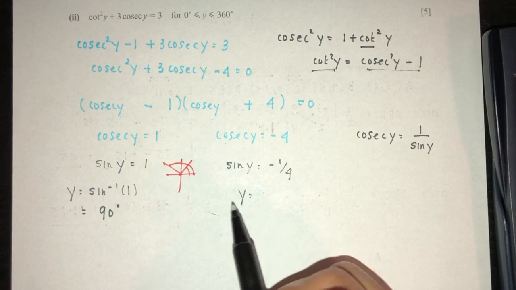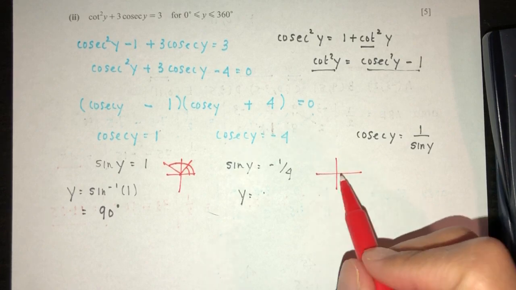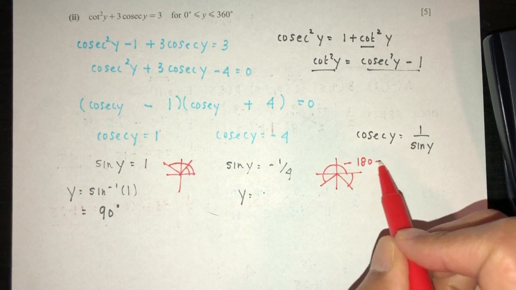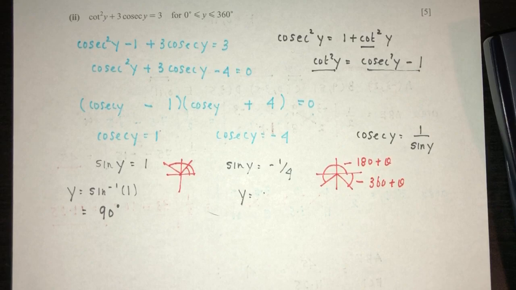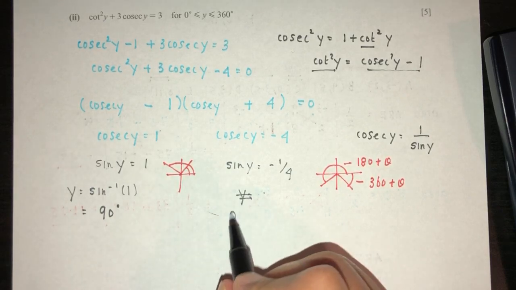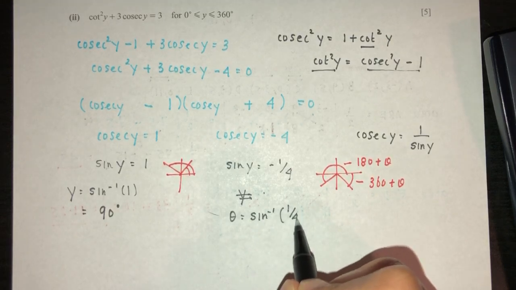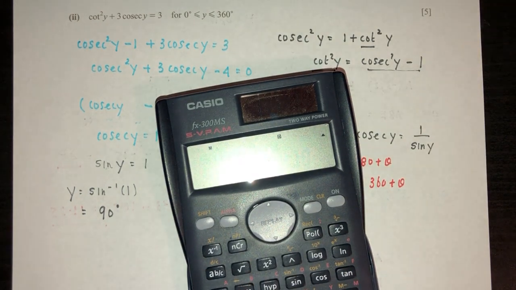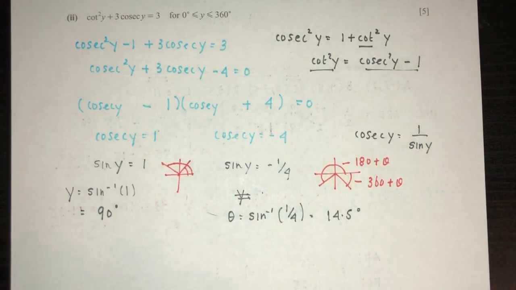Now for this one, let's see. Y will be, so we have to first exactly know what's happening. Because it is negative, it will be in your third quadrant and your fourth quadrant. This is 180 plus theta, and this is 360 minus theta. Of course, we have to first find the value of theta because it is negative. So theta will be sine inverse of the positive value of this. You will have sine inverse of 1 over 4. That will become 14.5 degrees.